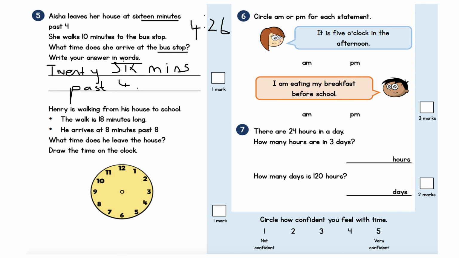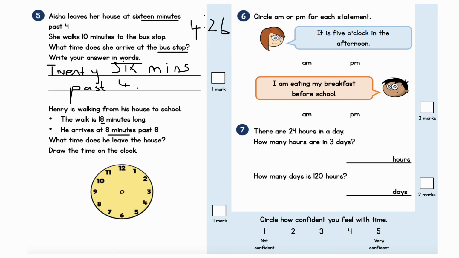Next question. Henry is walking from his house to school. The walk is 18 minutes long. He arrives at 8 minutes past 8. What time did he leave the house? Well, if I take off 8 minutes from 18, I get 8 o'clock. And then if I go back 10 minutes, I get 7:50.